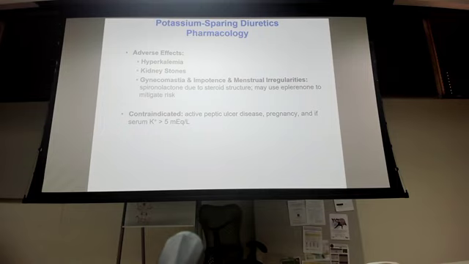Spironolactone also has some endocrine adverse effects because of its hormone activity: gynecomastia, impotence, and menstrual irregularities. Eplerenone, more selective, fewer of those side effects.